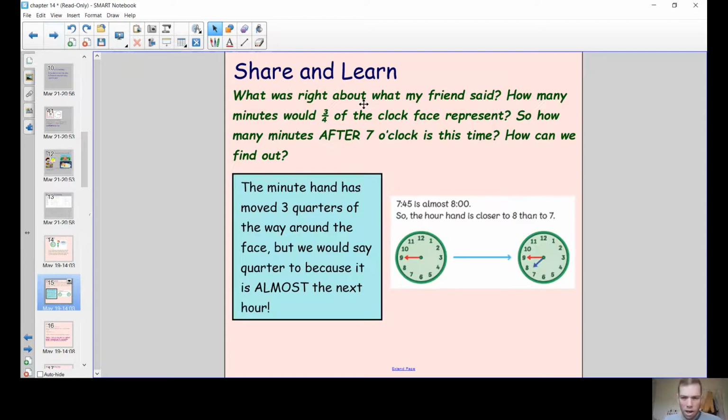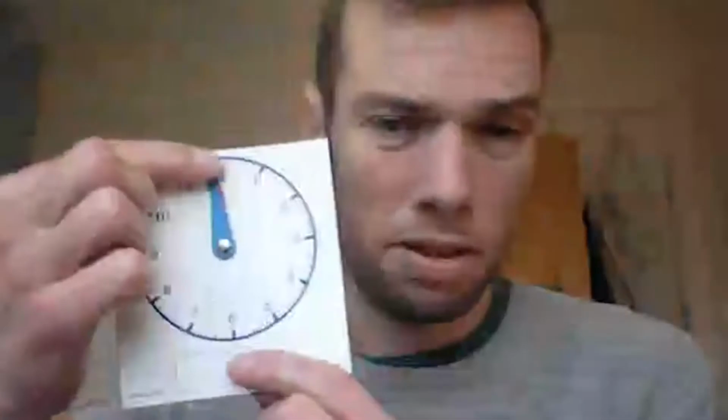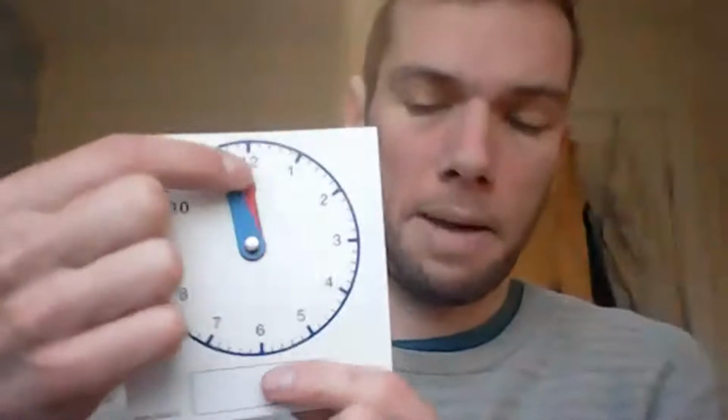So, what was right about Holly's suggestion? How many minutes would 3/4 of the clock face represent? Well, I'm going to get my little clock back. Where is it? There it is. And I'm going to have a go. So I've got it at 12 o'clock at the moment. Now, Holly's clock said it's 7:15. So I'm going to move my minute hand 3/4 of the way around.